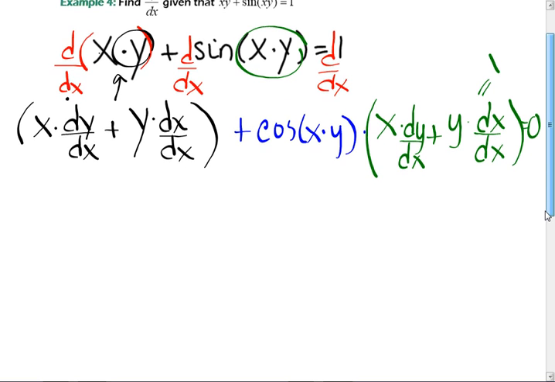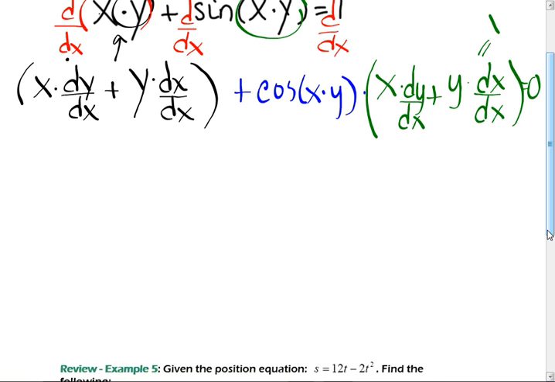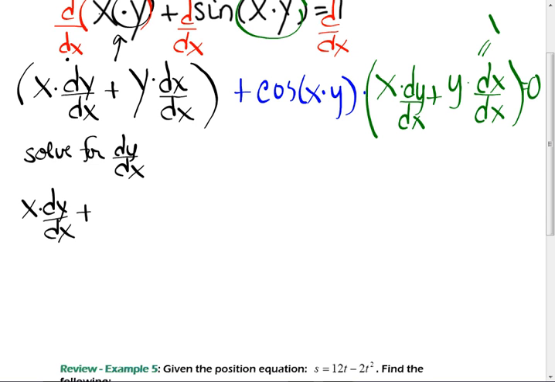Okay, this is the hard part. I want to solve for dy dx, and that's the algebra. If you get that line right there, then you have the chain rule. So we're going to solve for dy dx. To do that, I'm going to clean it up. It's messy looking. So that's x times dy dx, you can make it y prime if you like, plus y, because that's just 1, right? Is that right?